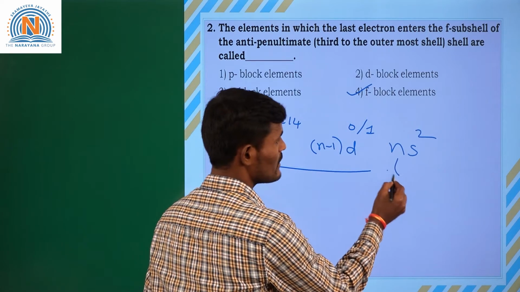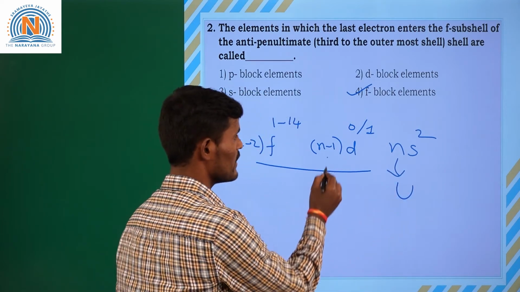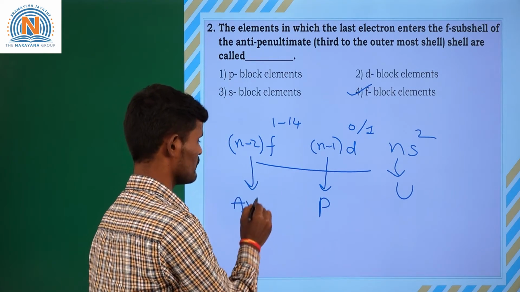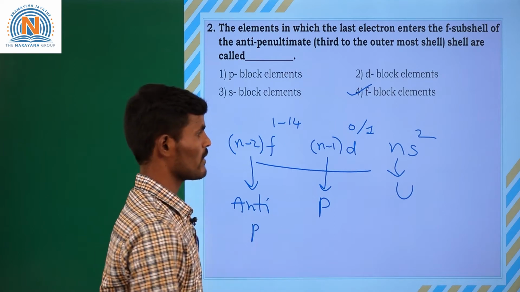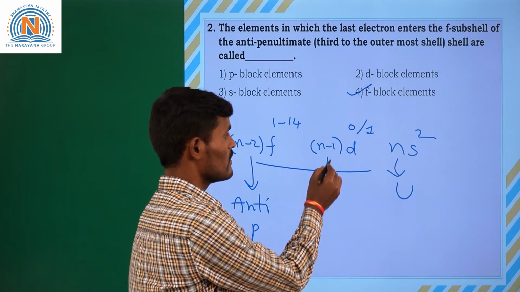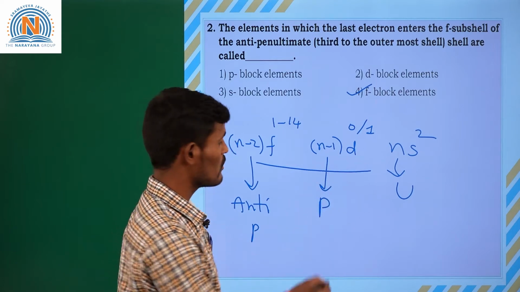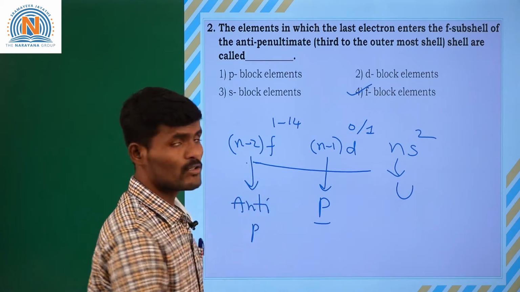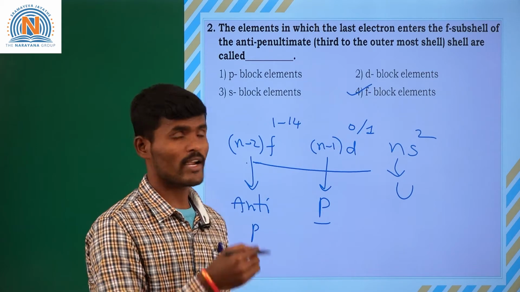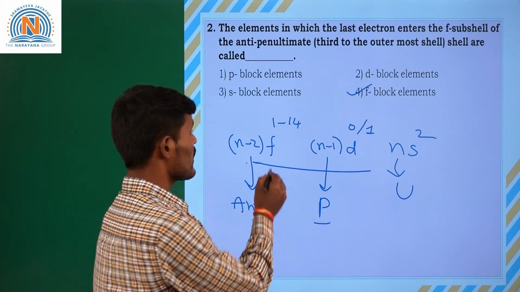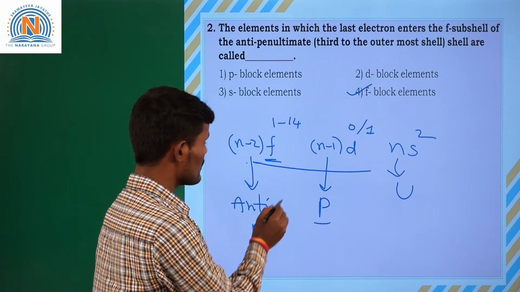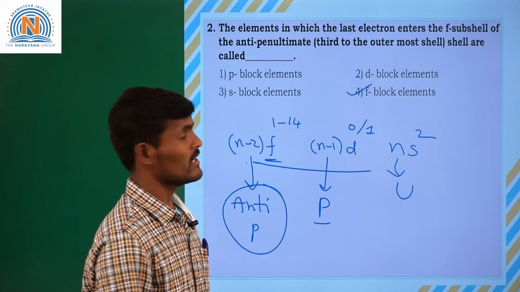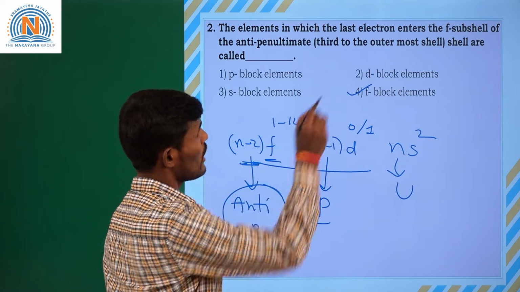Here it is the ultimate shell, it is a penultimate shell, it is an anti-penultimate shell. The last shell is the ultimate shell. Next, the shell just before the ultimate shell is called the penultimate shell, and next this is the anti-penultimate shell. According to the question, the elements in which the last electron enters the f subshell of the anti-penultimate shell are called f block elements. Here, this is the third shell to the outermost shell.